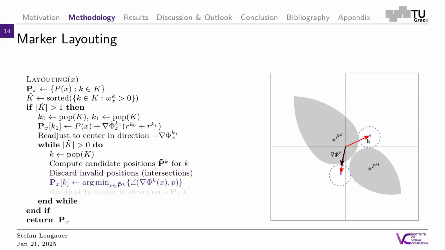And then from the candidate positions, we want to determine the optimal position. And to this end, we use an angle criterion, meaning that we look at the angles which the respective positions form with the angle of the potential field. So in this case, we can quite easily see that the angle with the candidate position at the lower half is much smaller than the other one. So obviously, this is the best placement for our third component. Right. And again, a small readjustment in the direction of the center. And that's basically what we do for all remaining classes until there are none left.